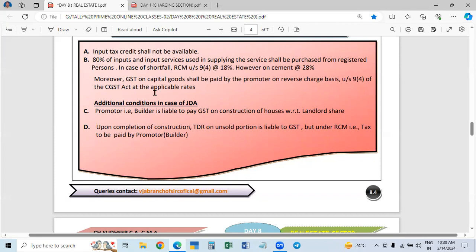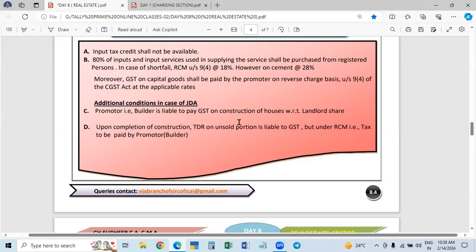But if you purchase from a composition dealer, the composition dealer is also registered. Registered means regular and composition, both are registered. But this is not regular. If you purchase from composition dealers, they cannot collect anything on the sales. That means when you are purchasing, we need not pay any tax. So there is no tax.